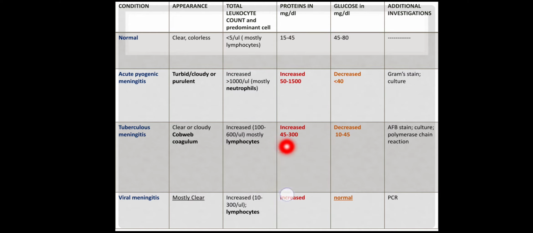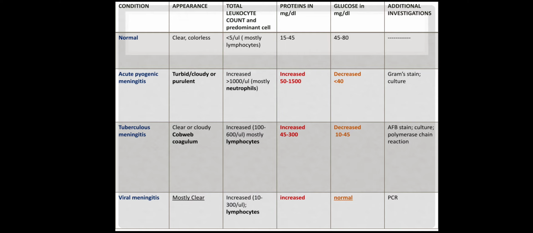So the values can be between 45 to 300 milligram per deciliter. And again, viral meningitis also the protein content is increased, but not to that extent like in the pyogenic meningitis. Now the glucose concentration in normal CSF is 45 to 80 milligram per deciliter. It is greatly decreased in case of acute pyogenic meningitis and tubercular meningitis. So values can be less than 40 milligram per deciliter in pyogenic, while between 10 to 45 in case of tubercular meningitis. And an important point is that the glucose concentration will be normal in case of viral meningitis.